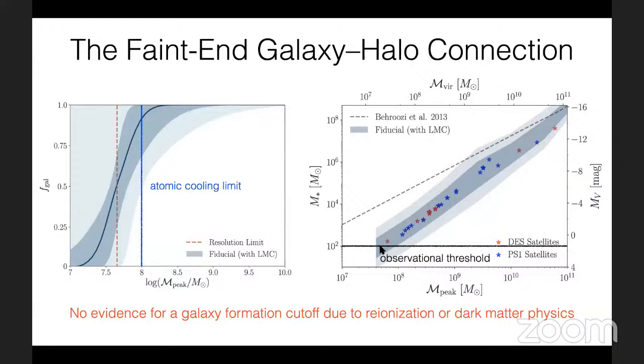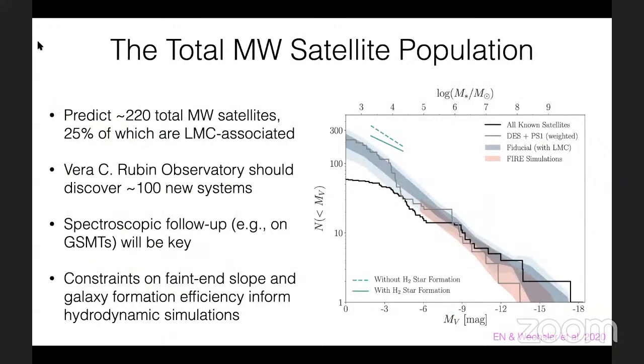We're not there yet. But what this means is that we can use these inferences to predict the total number of Milky Way satellites down to some detectable magnitude limit. And what we find is very consistent with many other recent studies. We predict that there are about 200 total satellites within the Milky Way. Of course, many of these will be discovered soon. In particular, the Vera Rubin Observatory is expected to discover much of the remaining Milky Way satellite population.